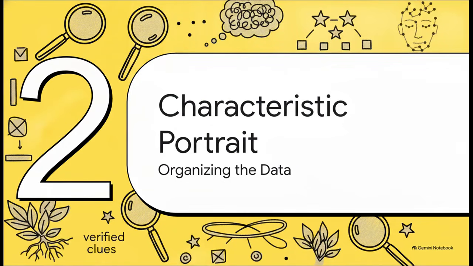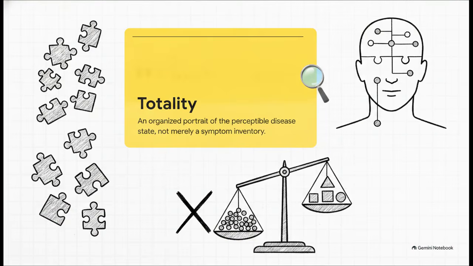Which brings us right to section 2, building the characteristic portrait. Now that we actually have our verified clues, how do we group them in a way that makes sense? And this brilliantly illustrates what we call the totality. The totality is an organized portrait of the perceptible disease state. It is not, and honestly, this is absolutely critical to remember, it is not just some unorganized inventory or a random shopping list of all the symptoms. Having more symptoms does not automatically give you a better case. The whole goal here is careful selection and synthesis so you can create a true portrait of the patient as they are uniquely affected by the disease.